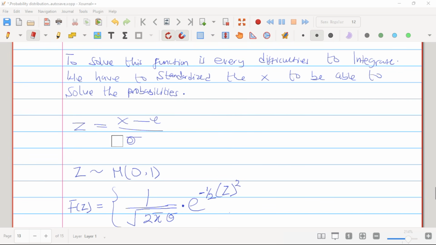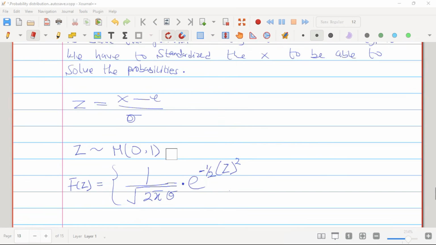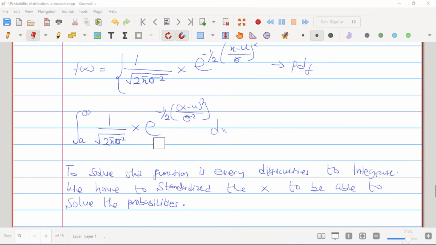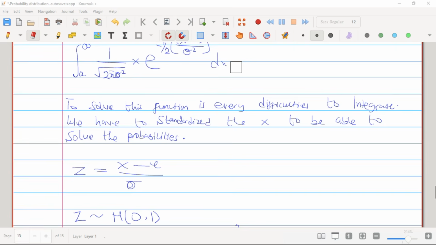So for this z-score, we are saying that our z follows what? A normal distribution with a mean mu of 0 and a variance of what? 1. So the standard normal distribution is going to have a mean of 0 and a variance of 1.